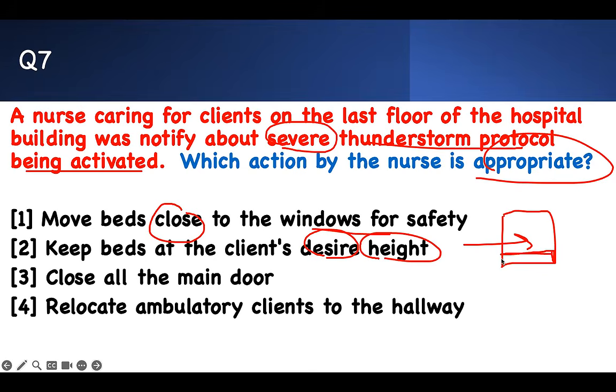The bed has to be on the lowest as much as possible so that when glass is flying over there, it does not affect you. Close all main doors. This is strap. Main door, no. All doors, whether main or just a regular door, should be closed, not just the main door. Relocate ambulatory clients to the hallway.